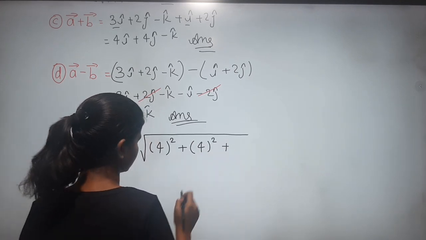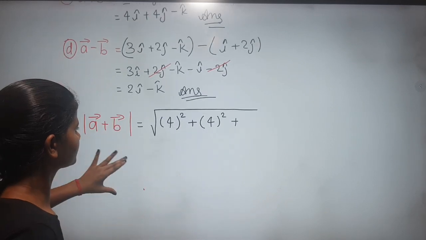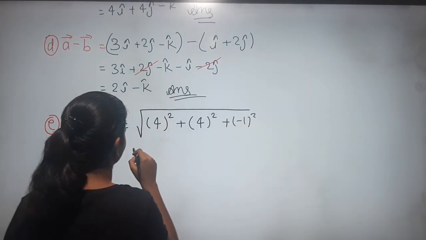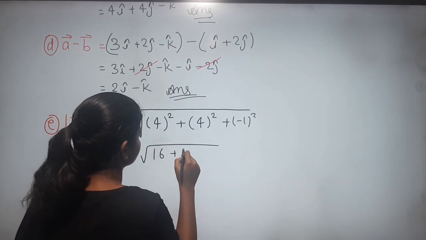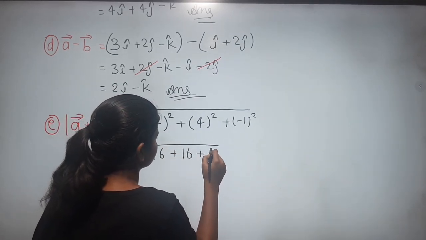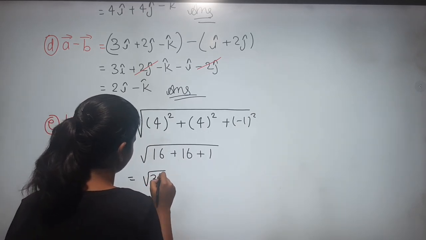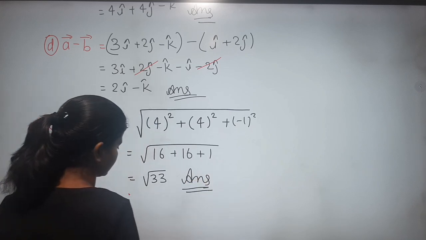Plus the square of the coefficient of k cap, that is minus 1 square. So here 16 plus 16 plus 1, so here root 33. This one is our answer.